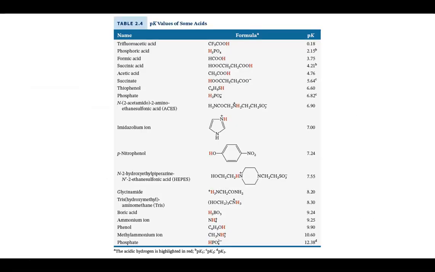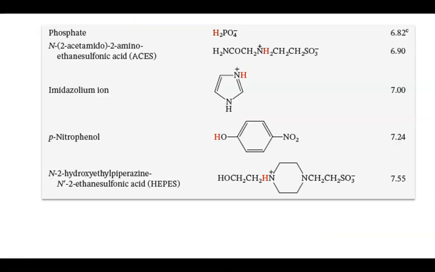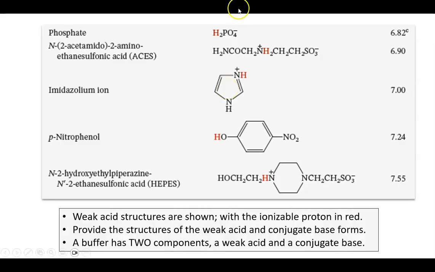So if you look at the chart that I gave you in the appendix, you have all of these buffers from our book to choose from, but the only ones that would work were these: phosphate, ACES, imidazolium, paranitrophenol, and HEPES, because those are the only ones that have a pH greater than 6.74 and less than 7.86. What you're given in this table is the weak acid structures, with the ionizable proton shown in red. But I asked for the structure.